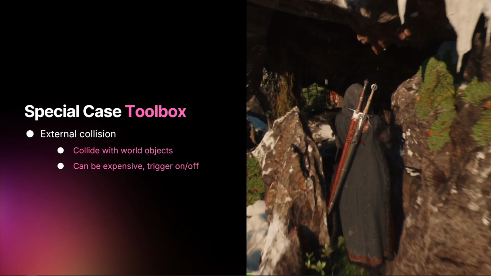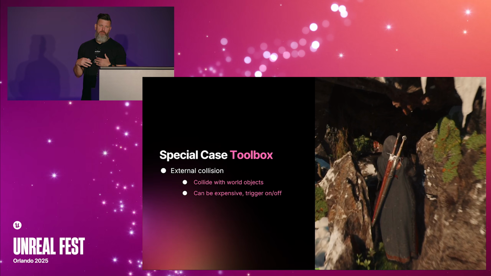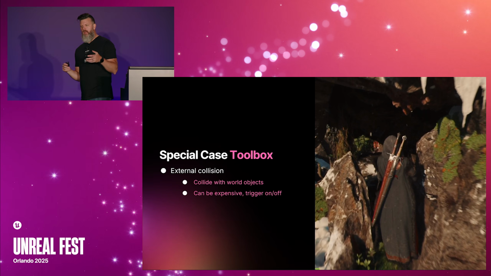External collisions. In the demo, there's this little sequence right here where she goes through a tight spot in the cliff. Having external collisions on all the time is kind of expensive, so it's the same trick here. I had a collision box that said, hey, I'm at the spot, and I temporarily turn on the external collisions.